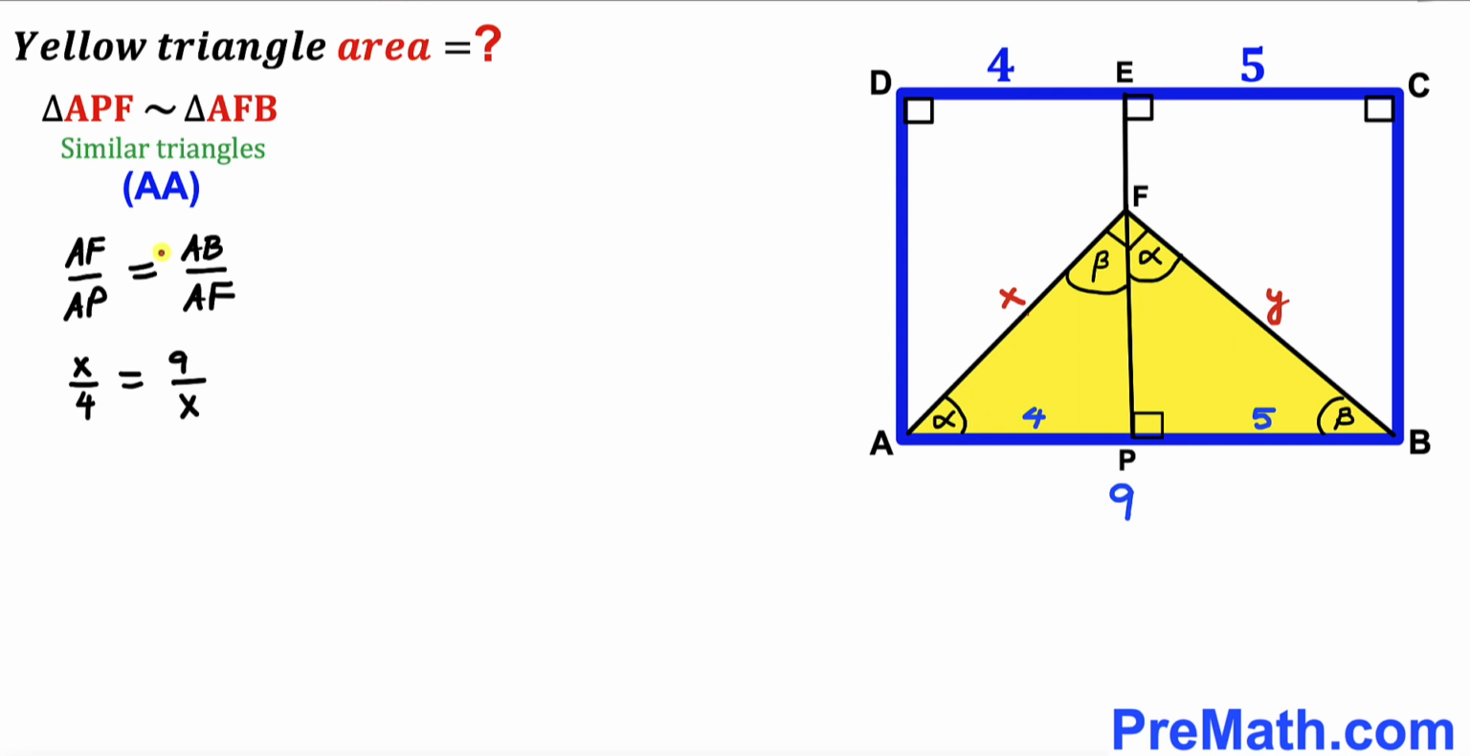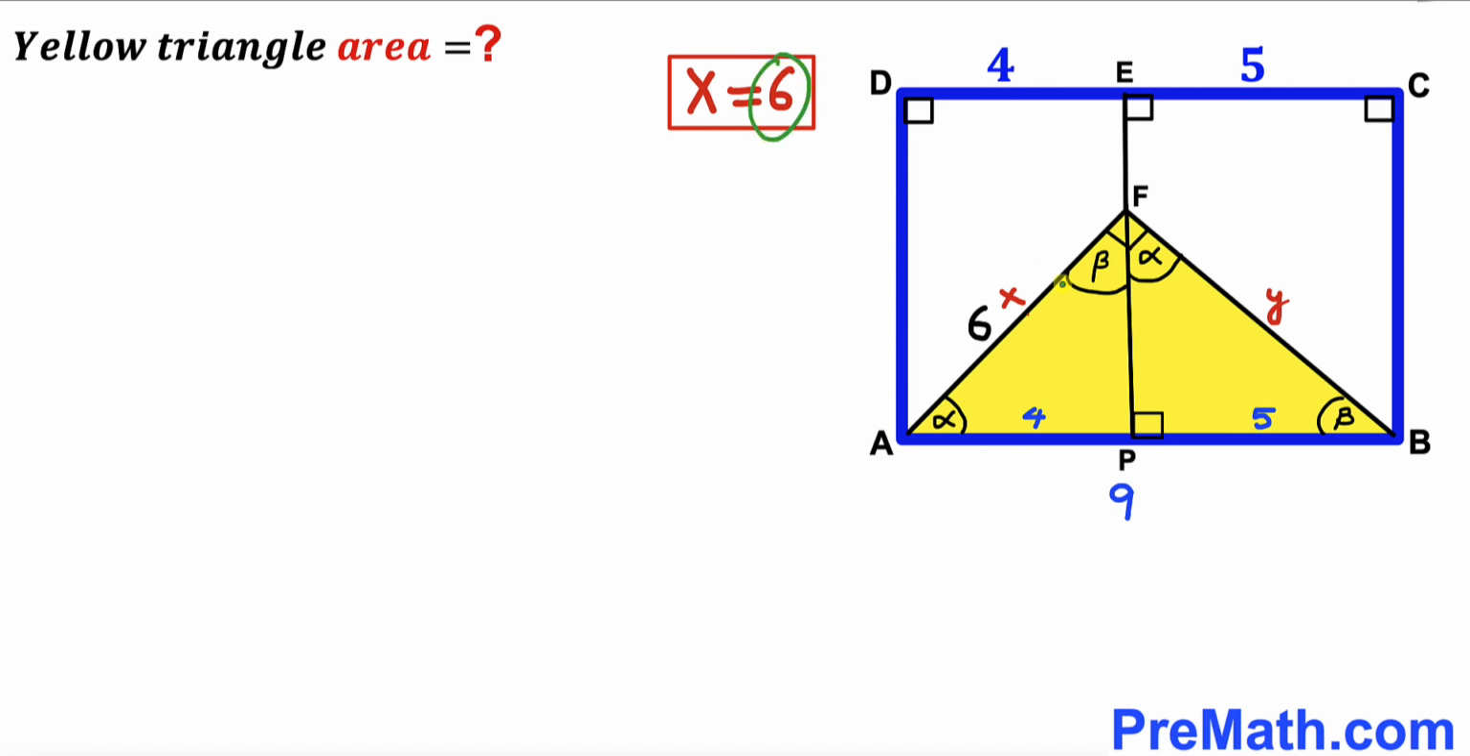Now we are going to cross multiply. So X times X gives us X squared equal to 4 times 9, which is 36. I'm going to undo this square by taking the square root on both sides. So our X value turns out to be positive 6 units. We ignore the negative value since X represents a side length. So our X value is 6 units. Now we are going to calculate the value of Y as well.